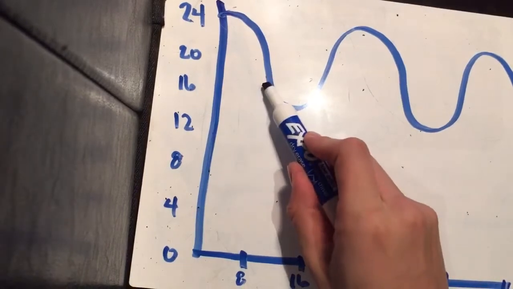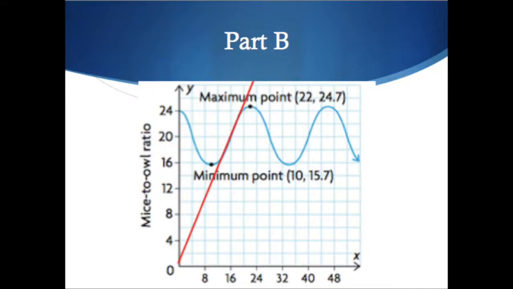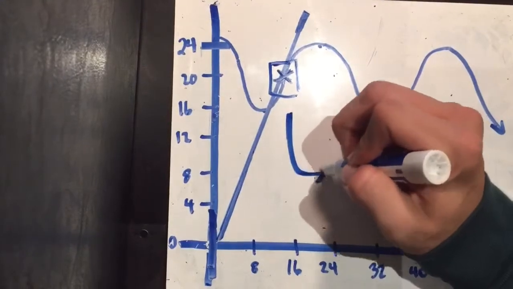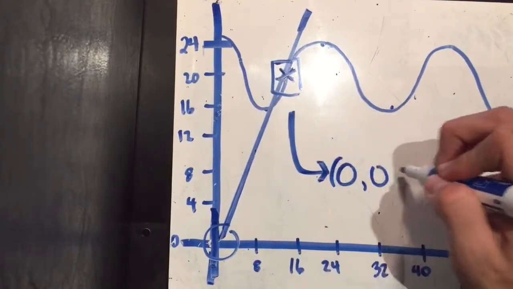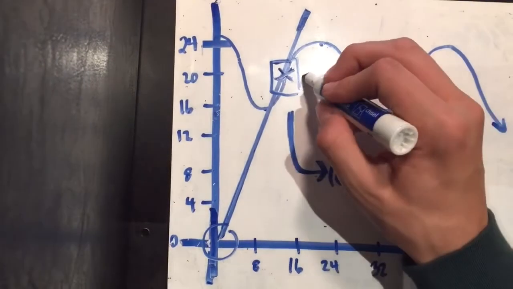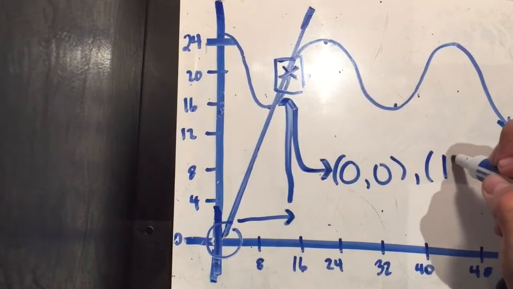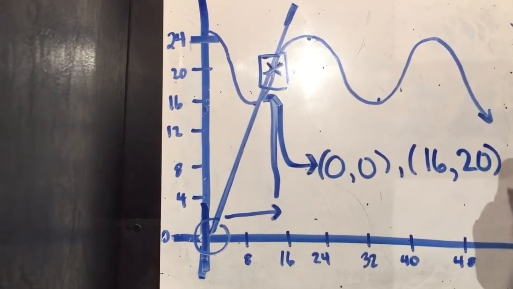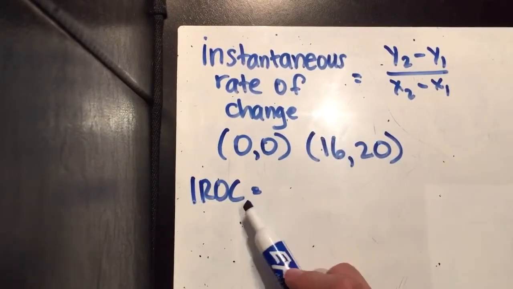steepest. In order to solve this question, it will require a tangent line, which will allow us to find the slope of the graph. A tangent line is a line that runs very close to the graph, only touching it on one point. The tangent line that I will use in my question happens to go through (0, 0) and also (16, 20). The equation y2 minus y1 divided by x2 minus x1 will allow us to sub in our points and find the slope of our tangent line.